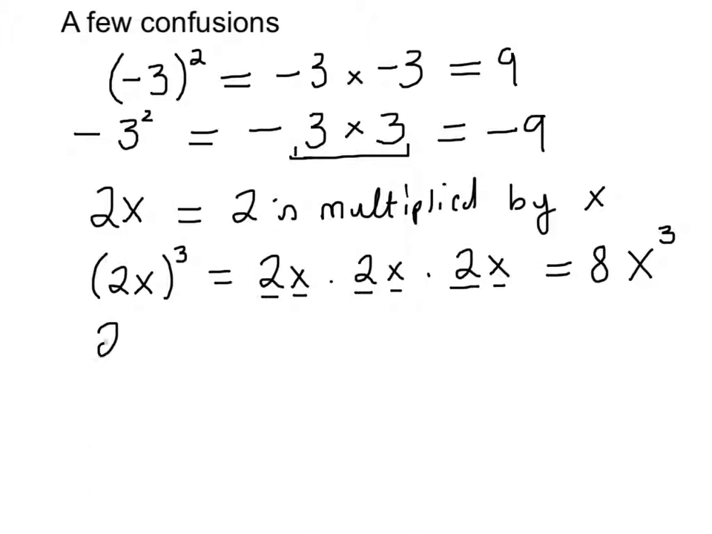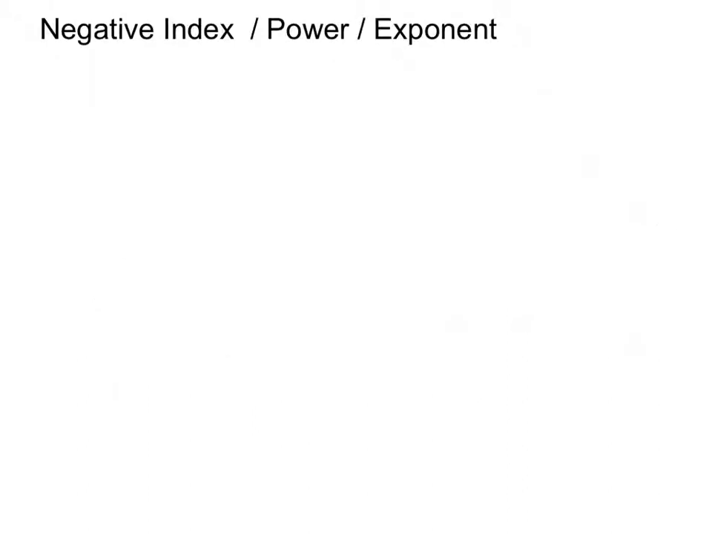Now, if I was to look at 2x and the cubed was just on the x, what that means is that 2 is multiplied by x by x by x. Okay? So note the difference between these two things. Now let's look at a negative index, power, or exponent. So let's say I had 2 to the power of negative 2. Okay? What that is in mathematics is just 1 divided by 2 to the power of the positive 2.